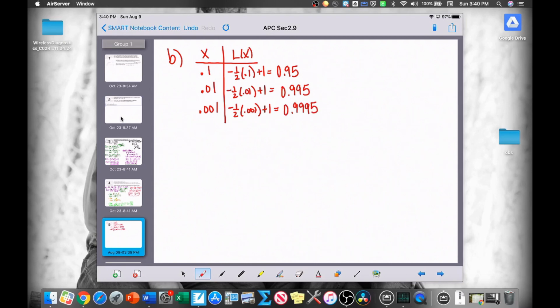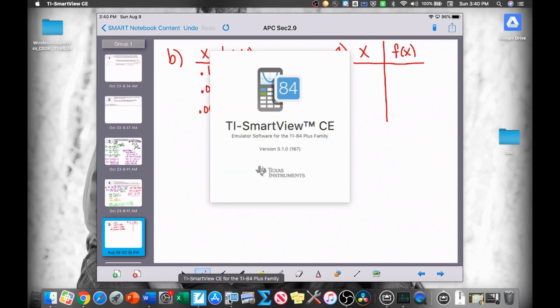Part C asks us to use our calculator to determine the actual values of the function. So the easiest way to do part C would be to use the table function in the calculator by plugging f of x into y1. So I am going to open my graphing calculator and enter my function into y1, and then I'm going to go to the table and plug my same 3 x values in and see what the values of the function actually are at those 3 locations.